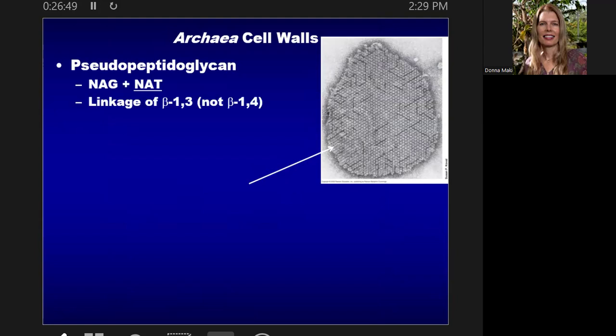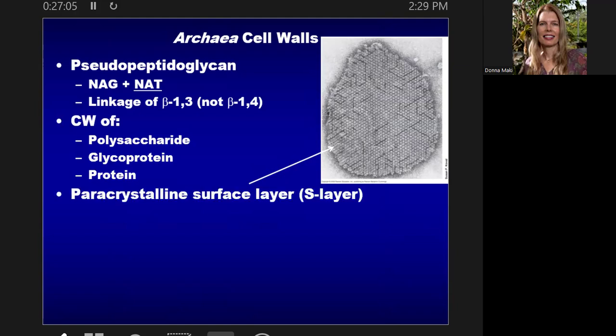So that's what we just covered. Some archaea, instead of that, they just have cell walls of polysaccharides, just lots of sugars bonded together. Or glycoproteins, proteins, or mixtures of all three. And then that picture that you're looking at is called the paracrystalline surface layer, S layer for short. And a lot of archaea have this.